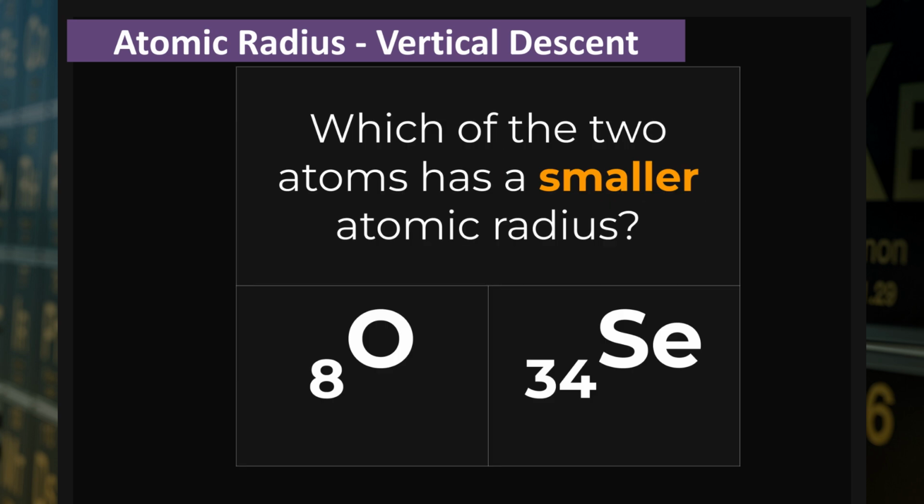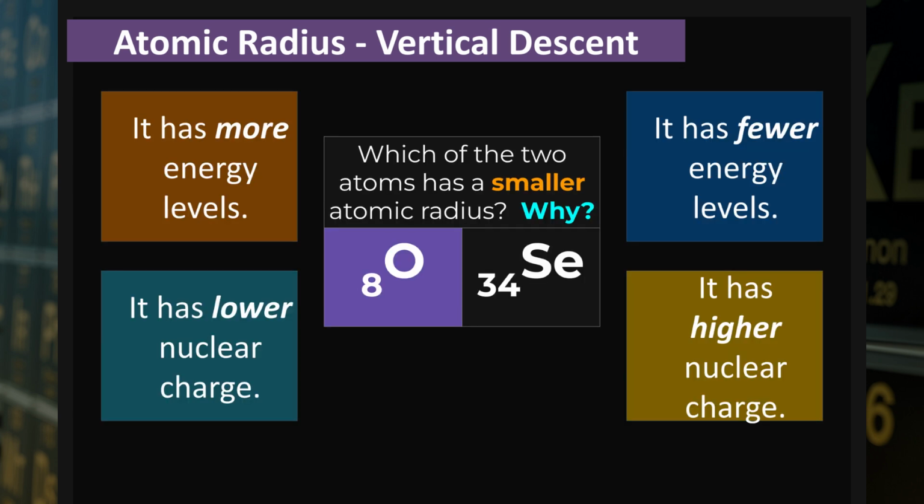Let's practice some more. Which of the two atoms has a smaller atomic radius? Is it going to be oxygen or selenium? In this case, I hope you chose oxygen. So then the question is, why is oxygen smaller than selenium? Is it because it has more energy levels? Fewer energy levels? Does oxygen have a lower nuclear charge or a higher nuclear charge?